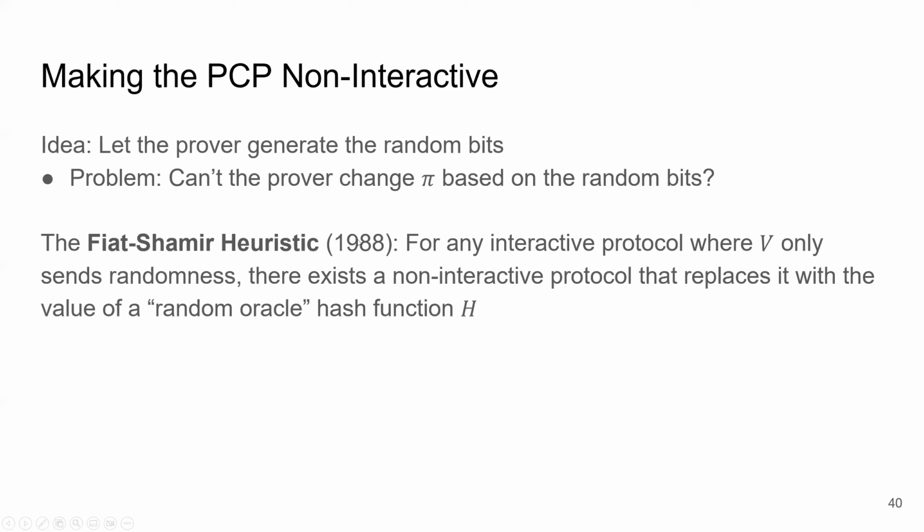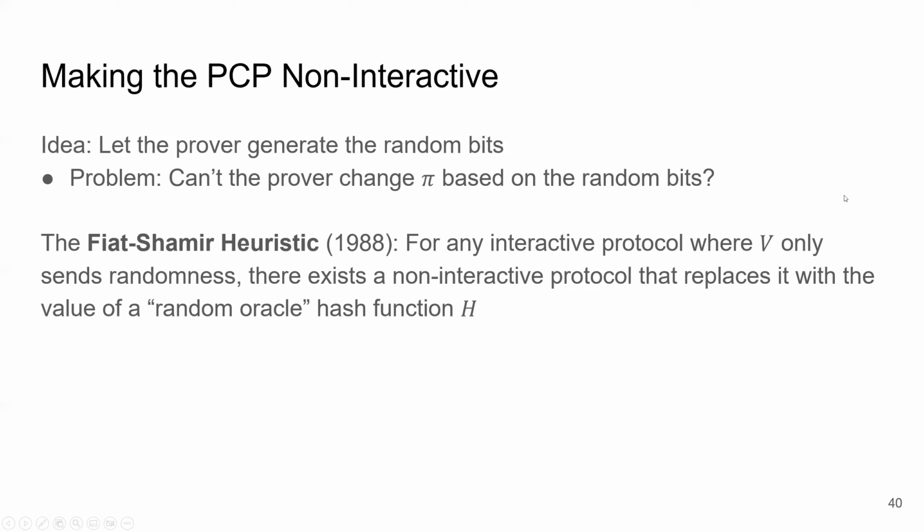It is called a heuristic because I don't think it is provably secure. It's an algorithm that is not necessarily always guaranteed to work, but it's a heuristic that you can apply that, in all the instances I think that people have tried it, will work. So the Fiat-Shamir heuristic is a way to turn any interactive protocol into a non-interactive protocol. For any interactive protocol where the verifier only has to send randomness back to the prover, there exists a non-interactive protocol that replaces the verifier's randomness with the values of a "random oracle" hash function H.